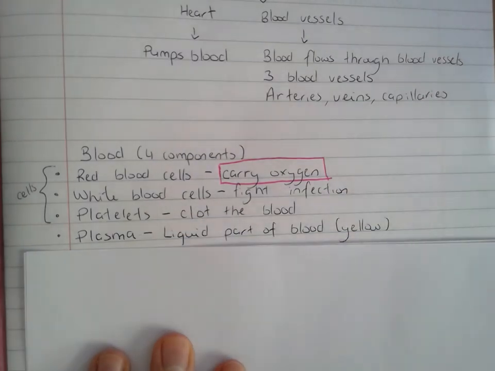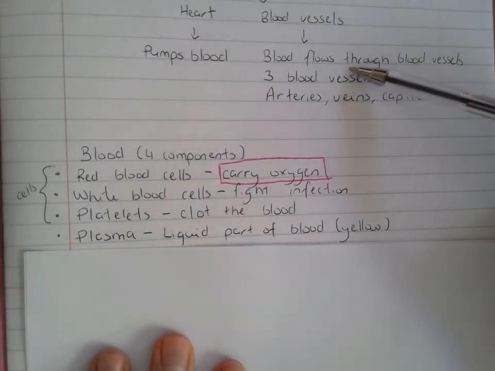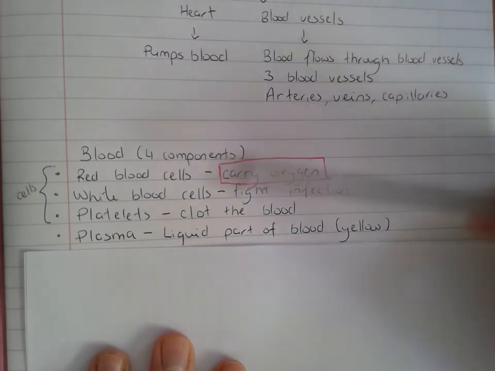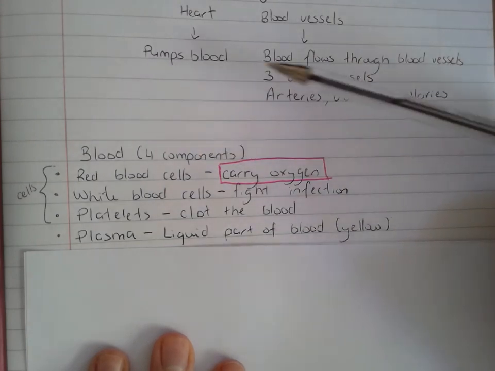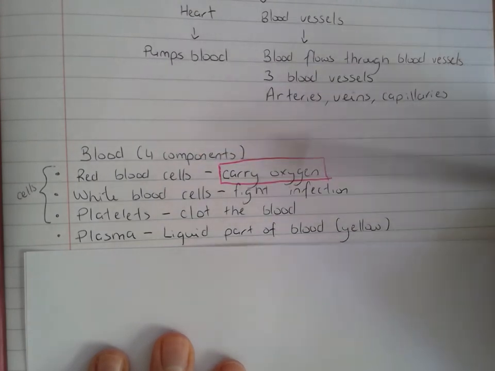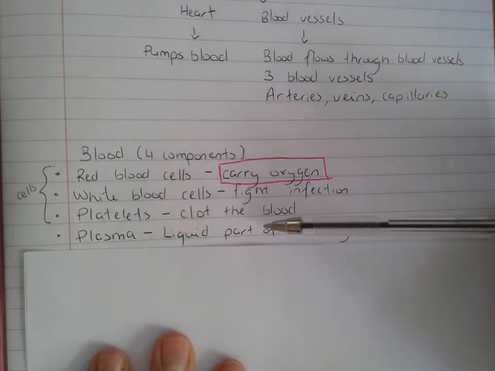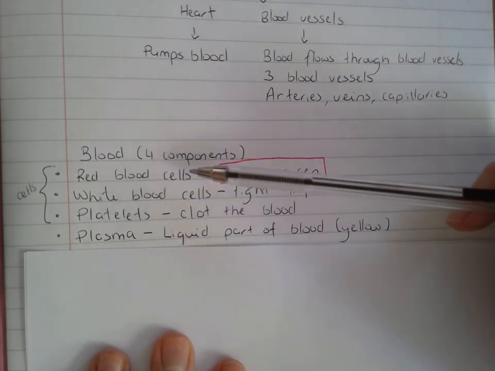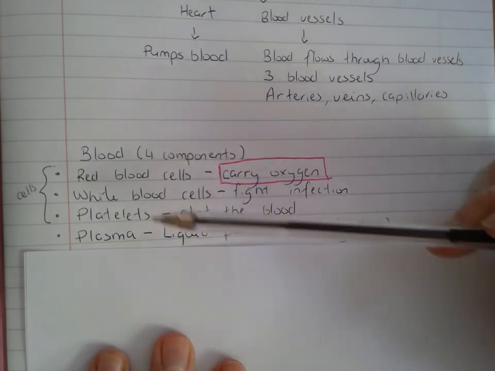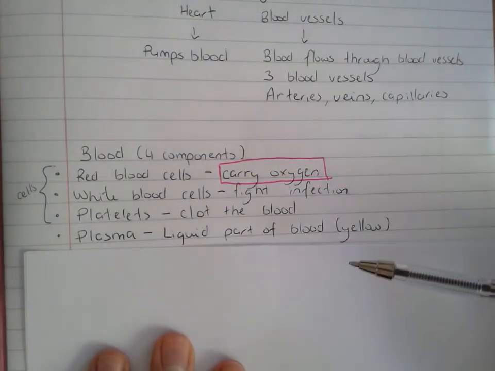And your plasma, being a liquid, can then flow through all of your blood vessels. If your blood was solid, you wouldn't be able to pump it around your body because solids don't flow. So it's important that your blood is liquid, but within that liquid, you've got solid cells suspended so that the cells are just carried along by the liquid part of the blood.